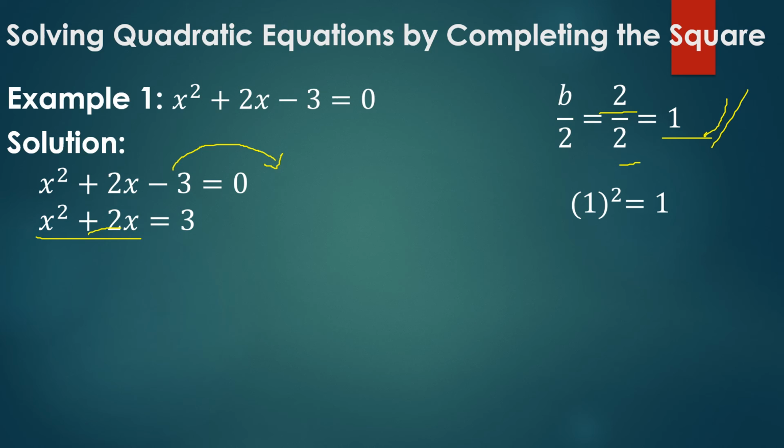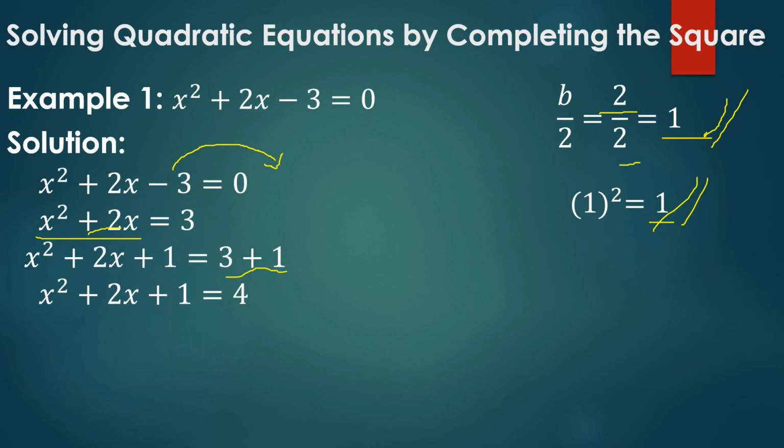Now, by step 4, we are going to add both sides of the equation by positive 1. X squared plus 2x plus 1 is equal to 3 plus 1. And by adding 3 and 1, we have x squared plus 2x plus 1 is equal to 4. And then after that, this is a perfect square trinomial, right? And as stated in the steps in the previous slide, we are going to write this perfect square trinomial as a square of a binomial.